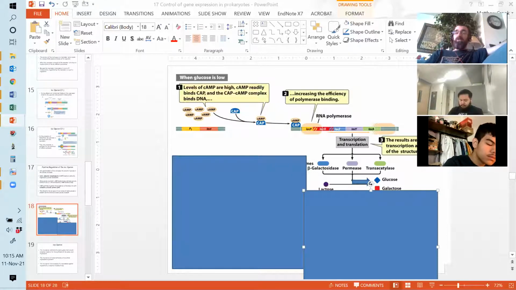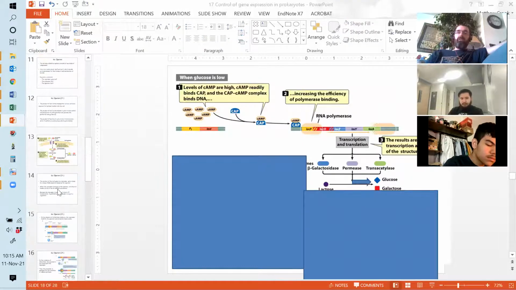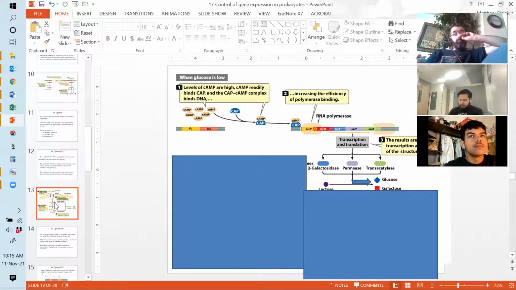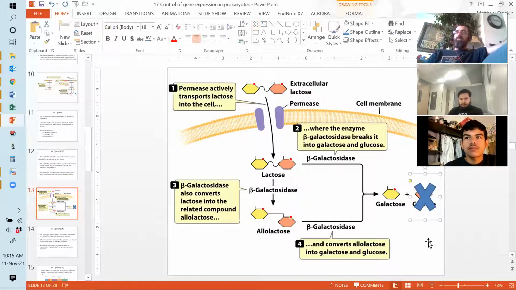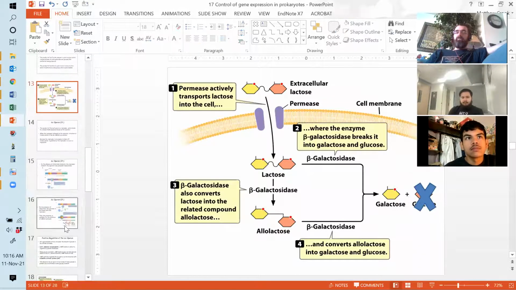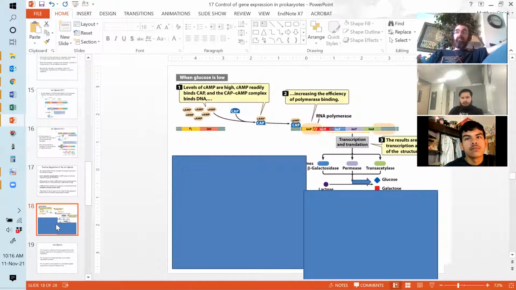And so if glucose is low, essentially, if you don't have that, you need lots of this to happen. Right, you need lots of beta-galactosidase and permease turning lactose into glucose. So you want really efficient expression of the lac operon if you don't have much glucose and you have lactose present.